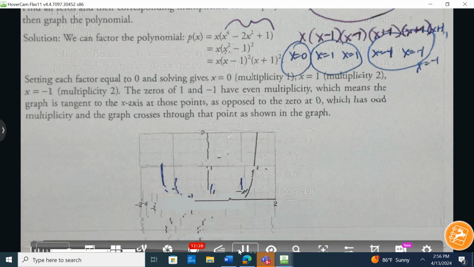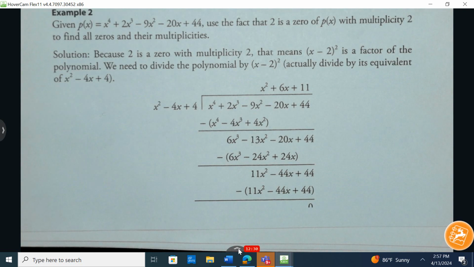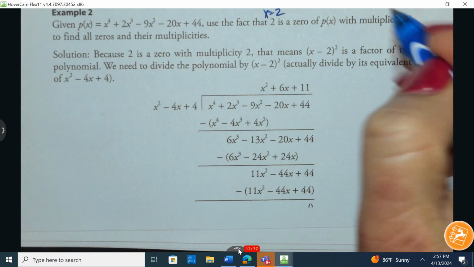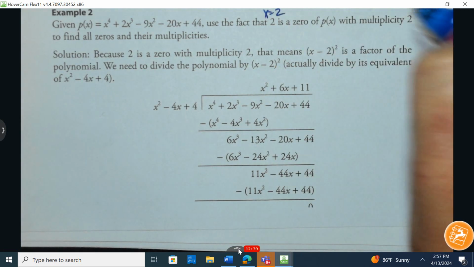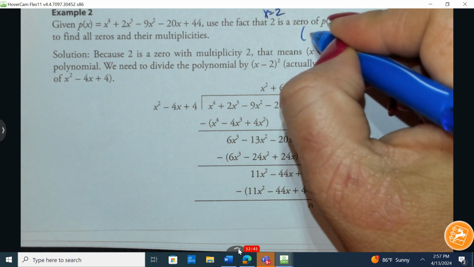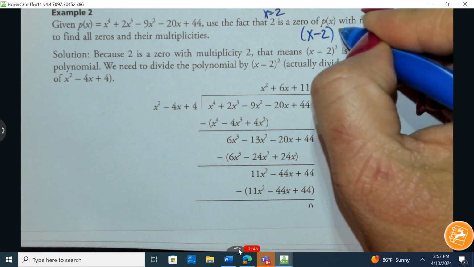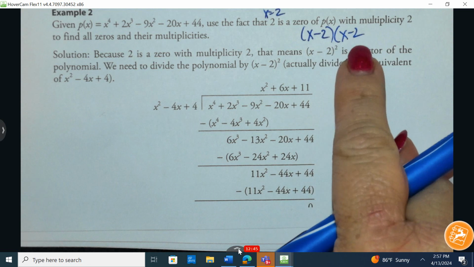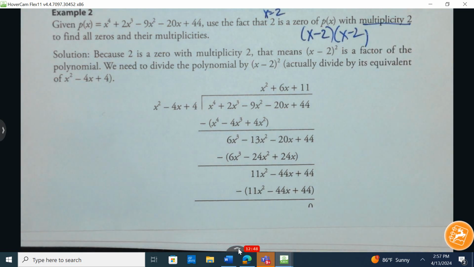Let's look at example number 2. So we're provided with a polynomial function, and we're told that x equals 2 is a 0 and it has a multiplicity of 2. That means if x equals 2 is a 0, then when I write it in factored form, it's (x minus 2)(x minus 2). And why did I write it twice? I wrote it twice because there's a multiplicity of 2.